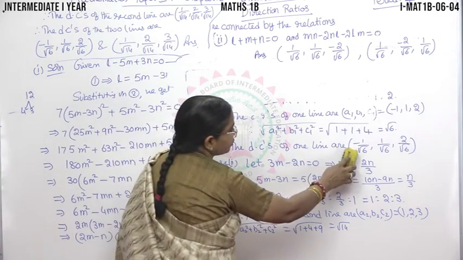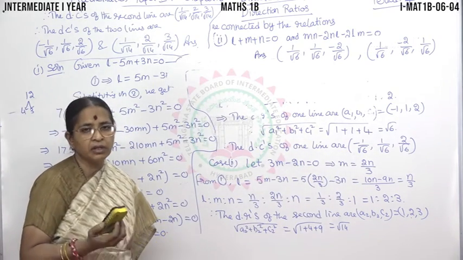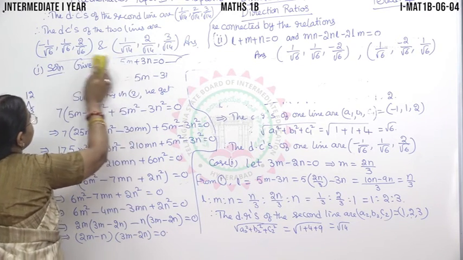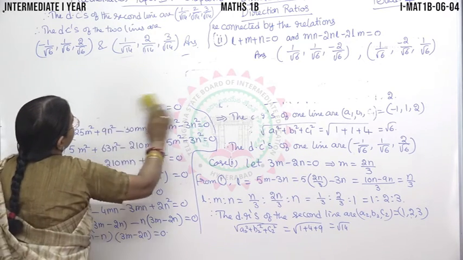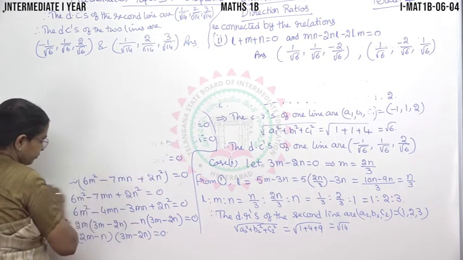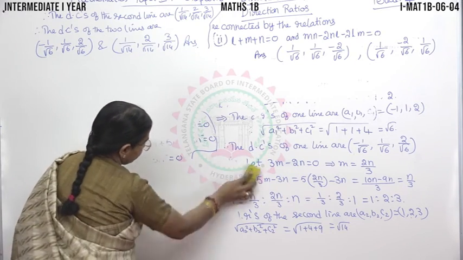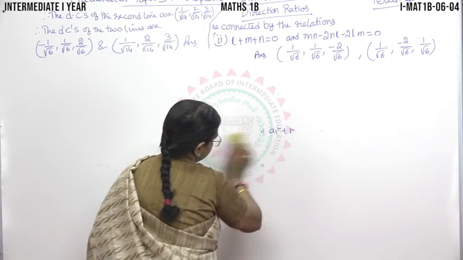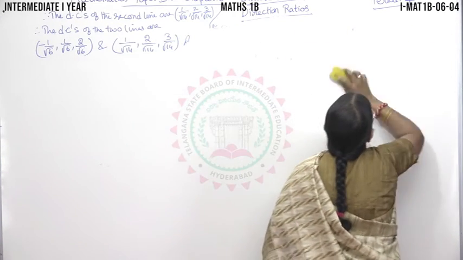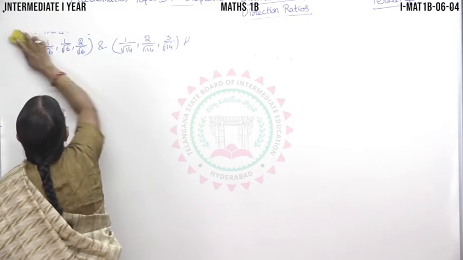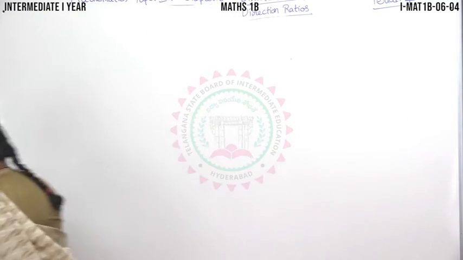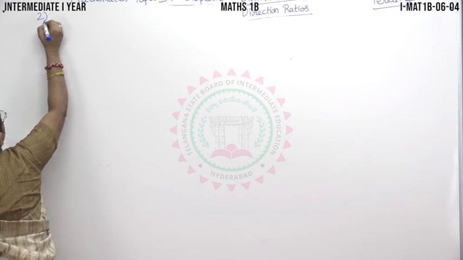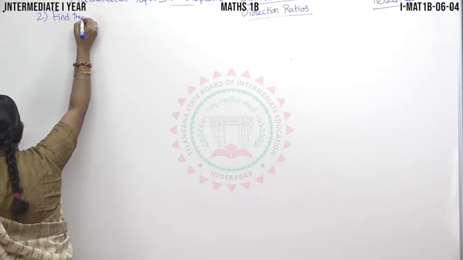If you are finding the direction cosines, then you will use the formula cos theta is equal to L1 L2 plus M1 M2 plus N1 N2. So if you are finding the angle, you must find the direction ratios. That is enough. We can just use the cos theta formula. So next problem, find the angle between the lines.